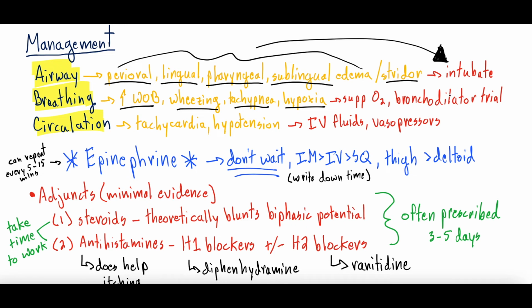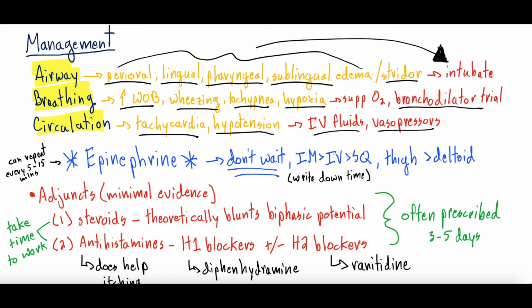And you can try giving them a bronchodilator like nebulized albuterol, which is a short-acting beta agonist, to see if that improves their wheezing. But we're going to get into this. This is adjunct treatment. And then circulation. We talked about how patients with anaphylaxis can have low blood pressure, hypotensive. They might be tachycardic with high heart rate. IV fluids and vasopressors are also adjunct treatment.